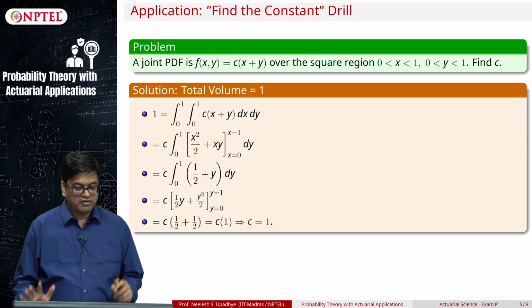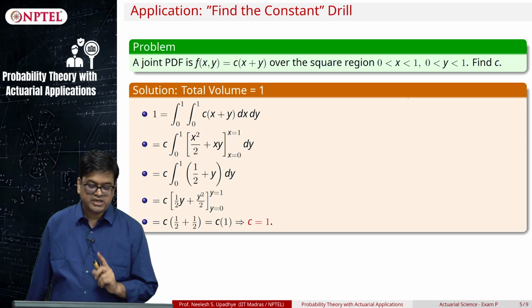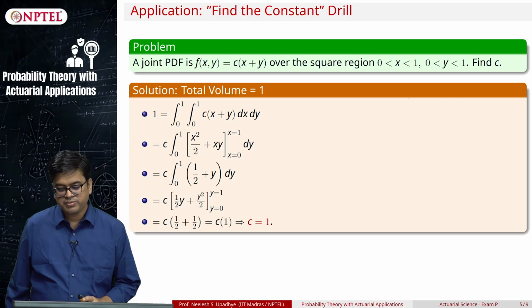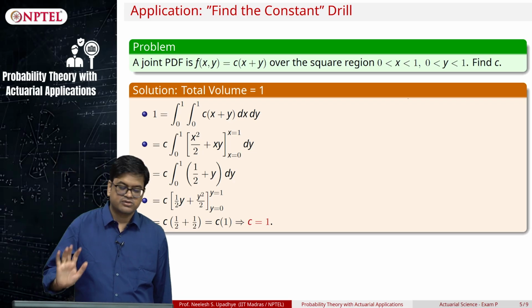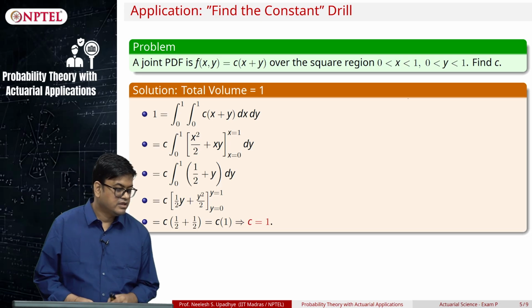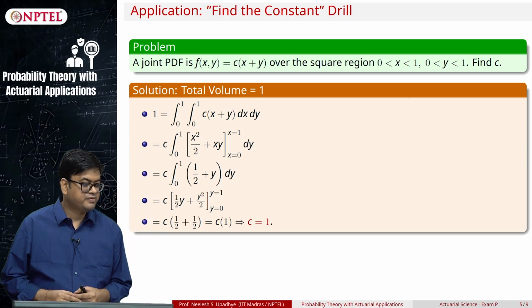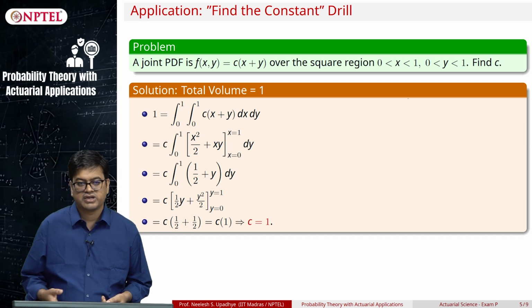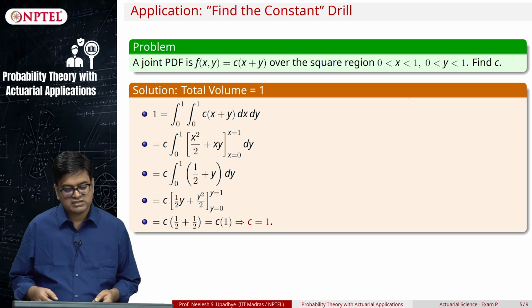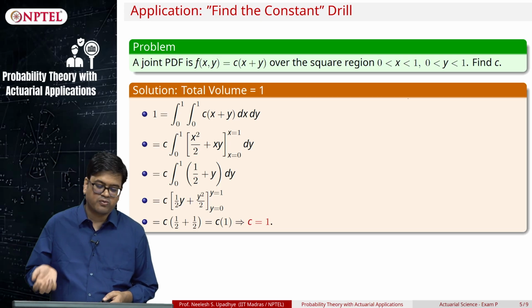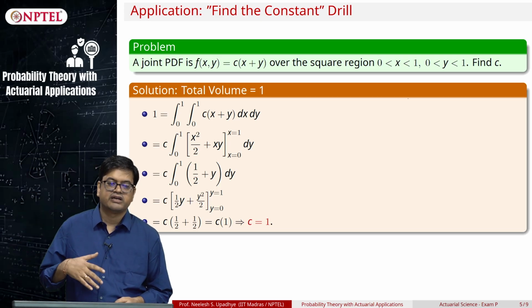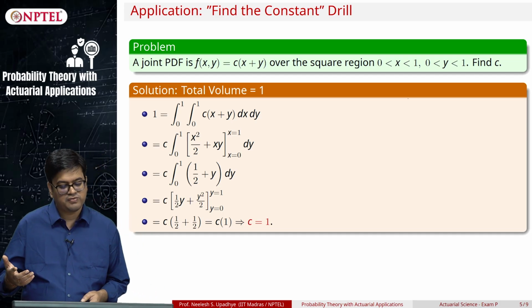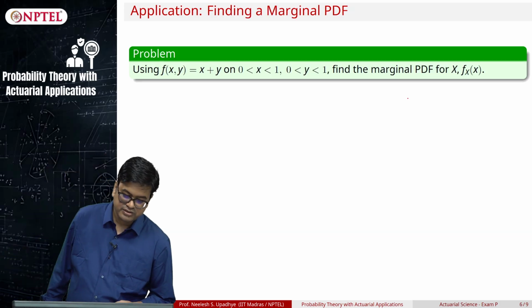So, we have understood this is a valid PDF, and we have evaluated c to be equal to 1. Now, let us use this PDF and try to figure out what the marginal distributions are. We have already seen that for the marginal, we integrate over x if I want the marginal of y, and integrate over y if I want the marginal of x. So, let us do that.